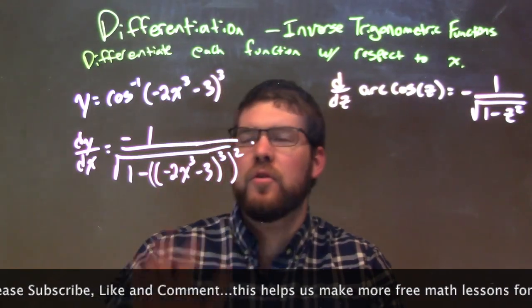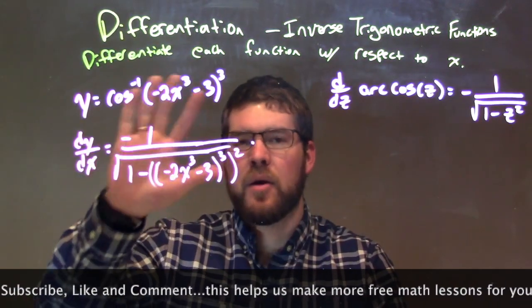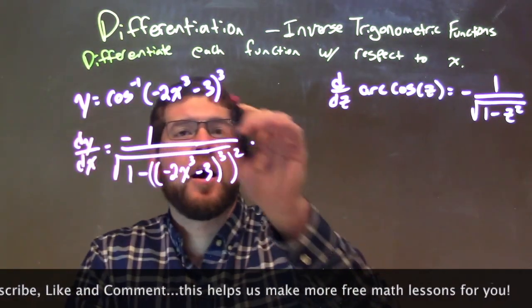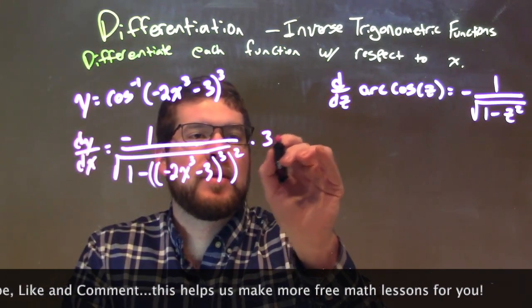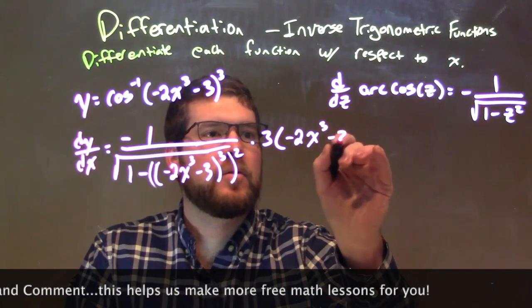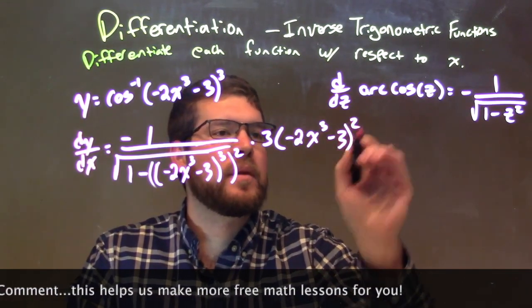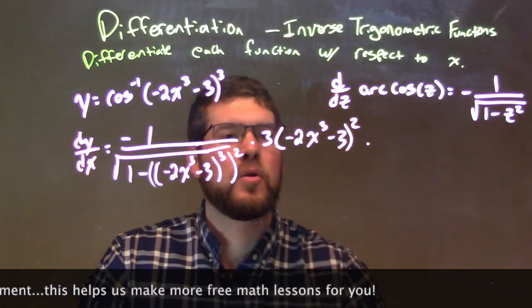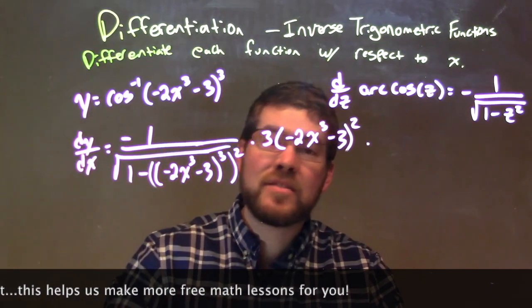Now we have to take the derivative of this inside. That's going to be the chain rule, but with that, we're going to power rule. 3 comes out up front. Keep the inside the same, negative 2x to the third minus 3. Subtract the exponent by 1, second power. Again, multiply that by the derivative of the inside part.